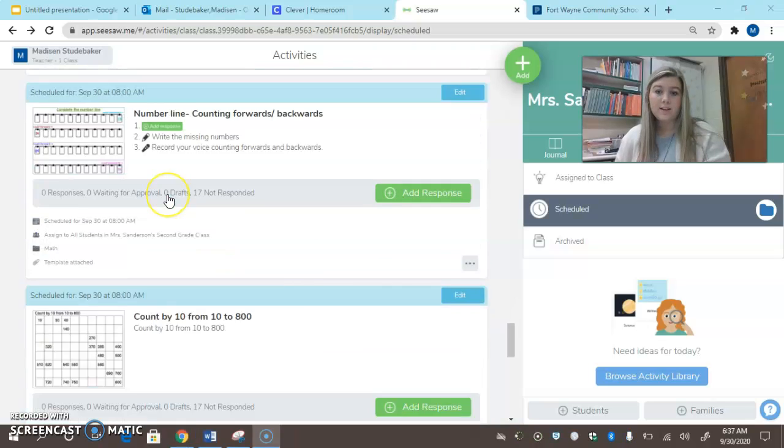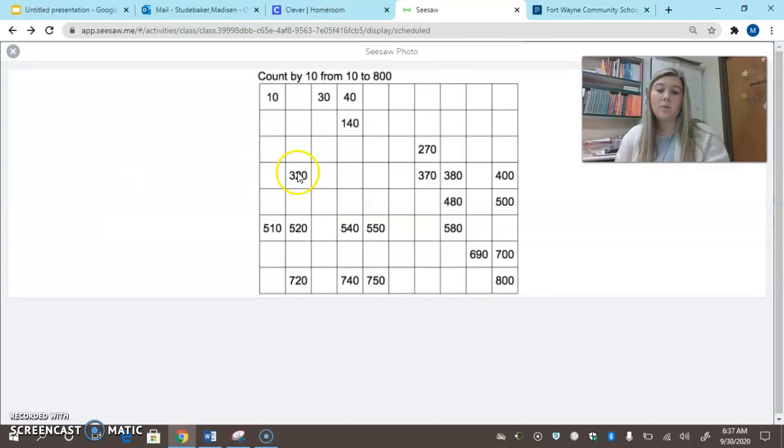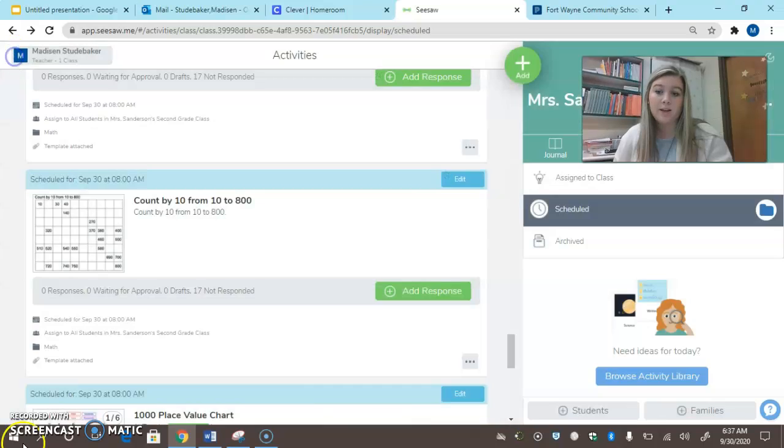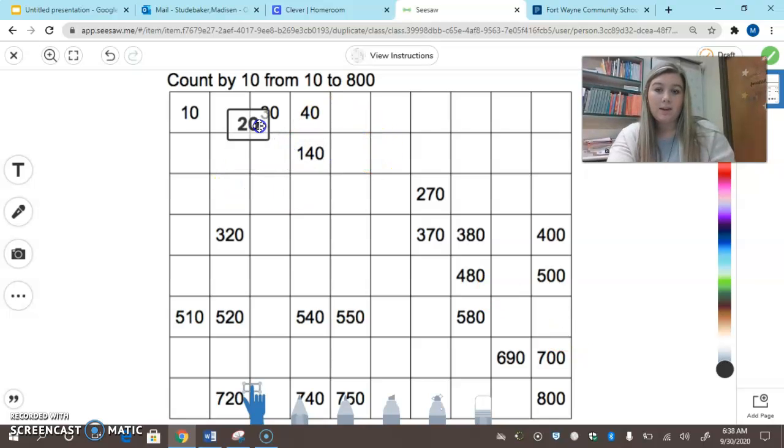The next activity that you're going to complete is count by 10 from 10 to 800. So you'll start at 10 and you'll start counting by tens until you get to 800. So we have 10. Whatever comes after 10, you'll go ahead and you can type that in. That might be the easiest thing for you to do. Type that in by clicking the T button on the top, typing the correct number, making it about the correct size of the box, and placing it there. And then obviously hitting the green check mark when you have completed all of the boxes.